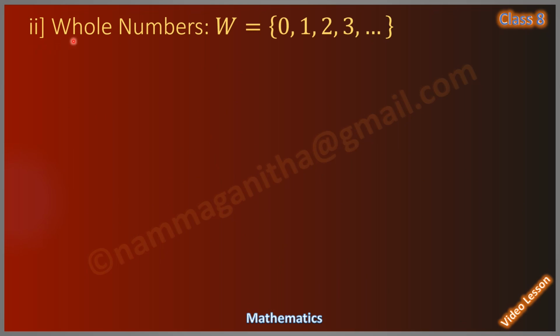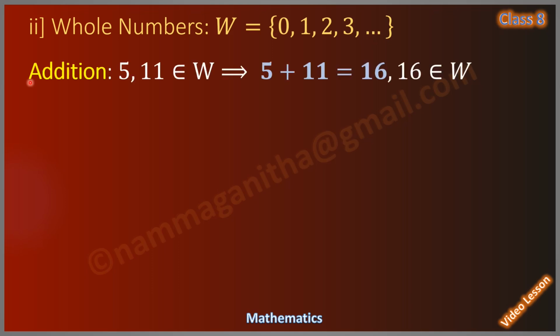Consider the second one, whole numbers. Whole numbers, denoted by capital letter W, are equal to 0, 1, 2, 3 and so on. Consider addition. If 5 and 11 belong to W, a set of whole numbers, that implies 5 plus 11 is equal to 16. 16 also belongs to whole numbers.